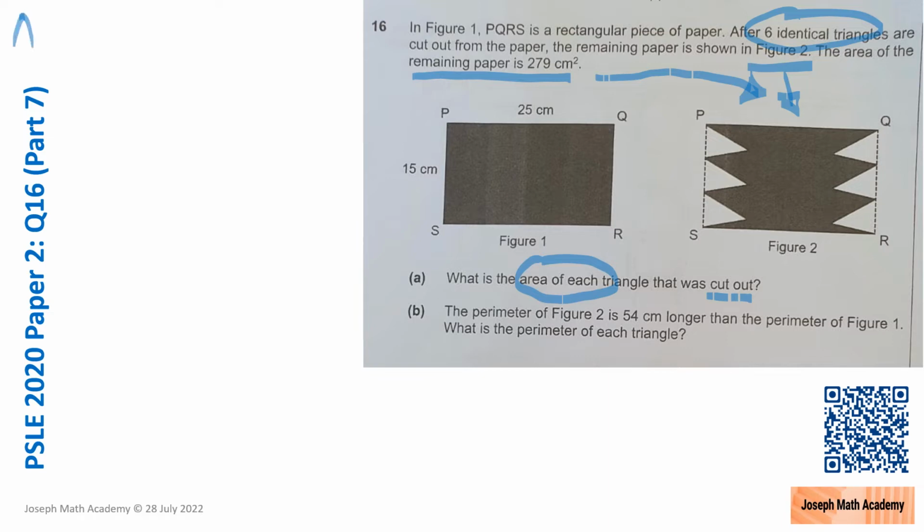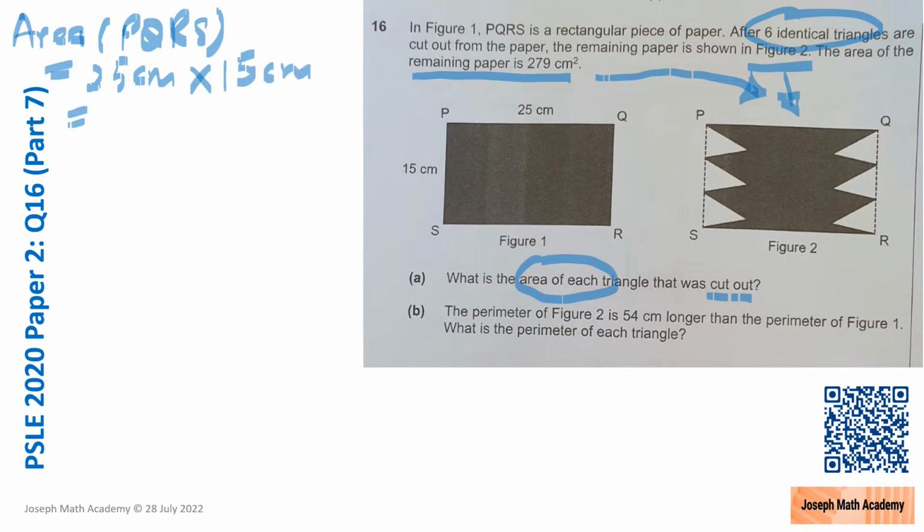Okay, so area of rectangle PQRS is simply length 25 cm times breadth 15 cm. So length times breadth gives us 375 square cm. Okay, so the area of figure 1 is found. Right? Now, after 6 triangles were cut out, the area became 279 square cm.